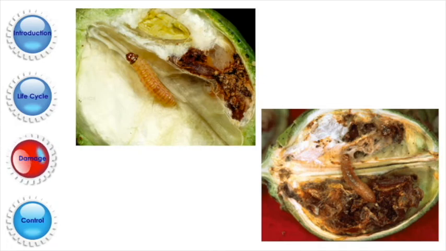Under dry conditions, yield and quality losses are directly related to the percentage of bolls infested and the number of larvae per boll. With high humidity, it only takes one or two larvae to destroy an entire boll because damaged bolls are vulnerable to infection by boll rot fungi.